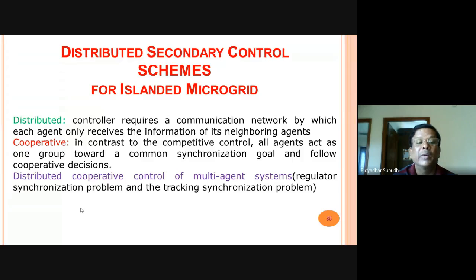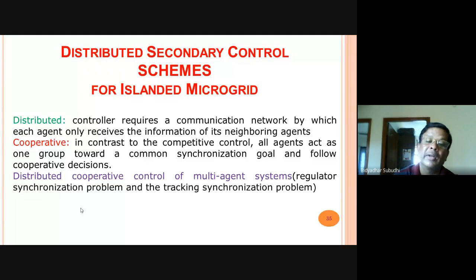The control we are going to design is a distributed cooperative control of the microgrid, where the controller requires a communication network by which each agent receives information from its neighboring agents. It is called cooperative in contrast to competitive control, that is, all agents act as a group toward a common synchronization goal and follow the cooperative decisions. We can accomplish this either by a regulatory control or by a tracking control. As I mentioned, the regulatory control is one where each individual agent works towards achieving the goal.